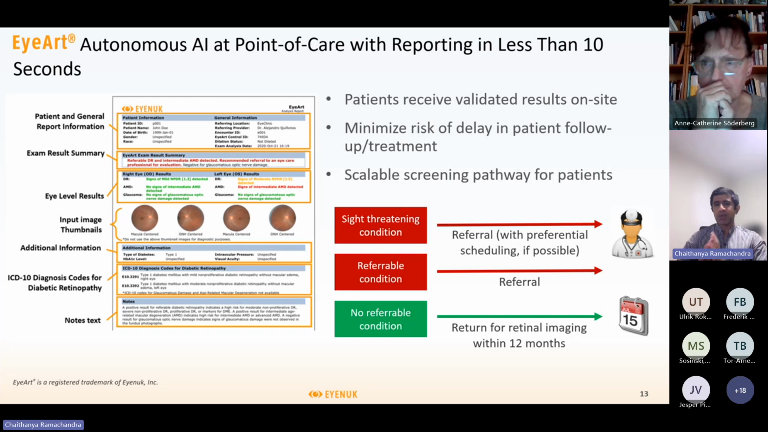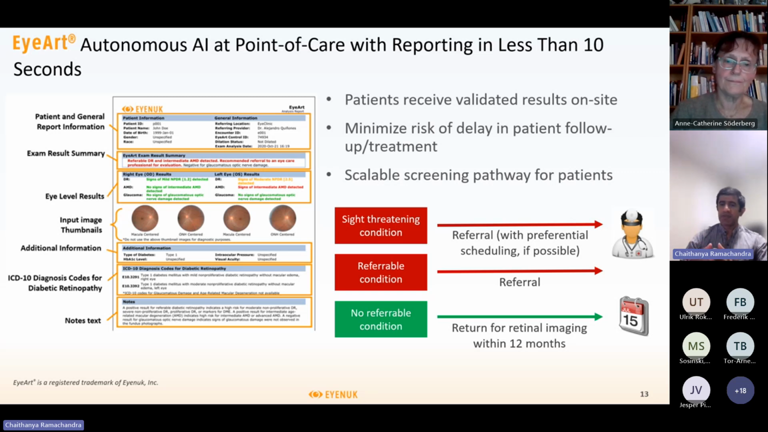ICD-10 diagnosis codes are available. This is the recommended referral workflow that gets used typically. If a sight-threatening condition is identified by IART, then the patient is referred with preferential scheduling, if possible. If it is a referable condition, for instance, moderate NPDR on the ICDR scale without diabetic macular edema, then that would be just a plain referral, maybe 3 to 6 months.